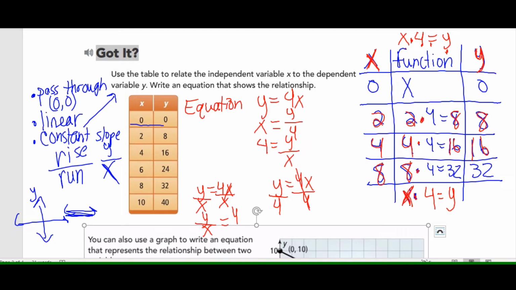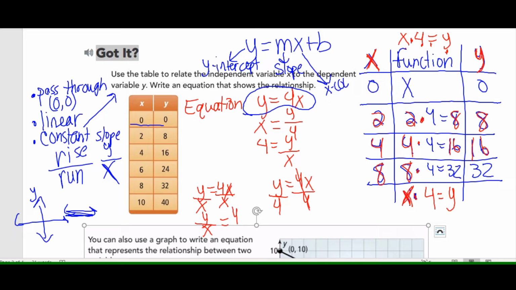The main equation that you'll see is this slope-intercept equation: y equals mx plus b. Here y is the y-coordinate, m is called the slope, x is the x-coordinate, and b is the y-intercept.